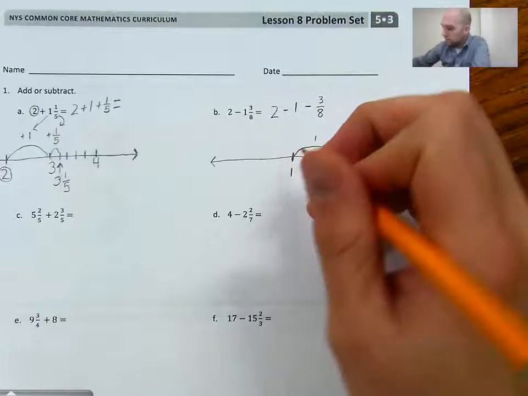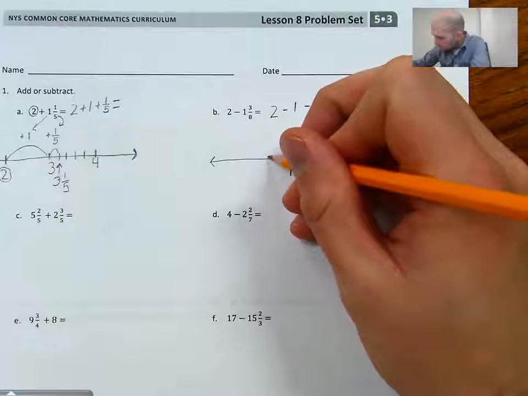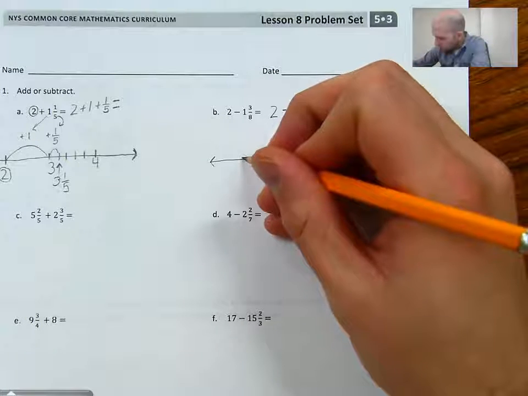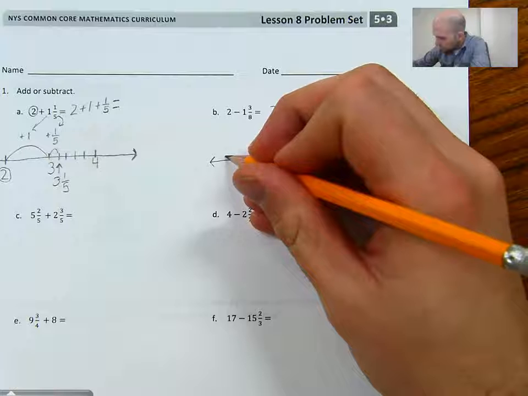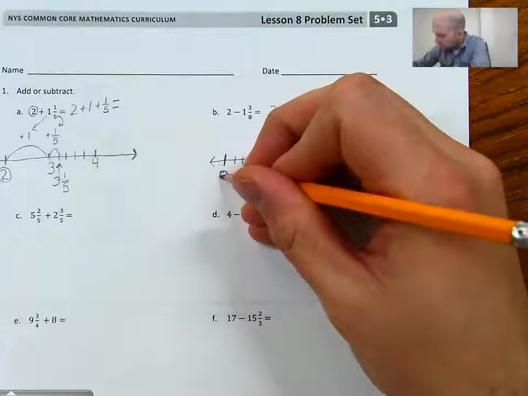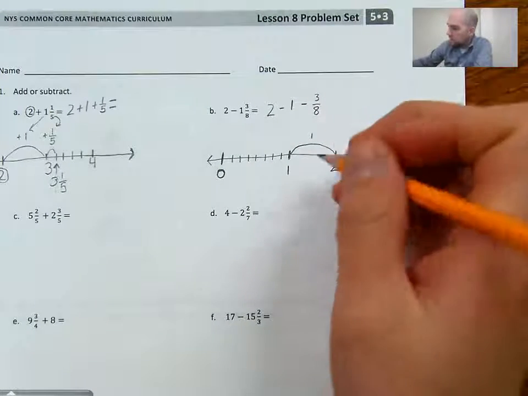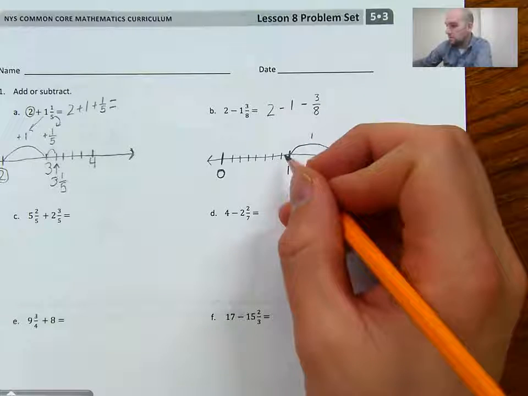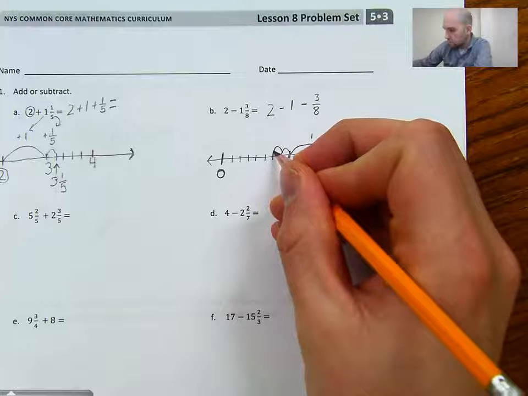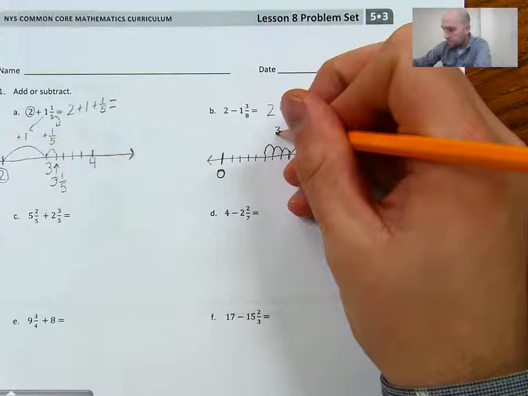Then I need to go 1, 2, 3, 4, 5, 6, 7, 8. And I know that 8th one down here is going to be 0, because I went down 8/8 from 1. Now I don't need to subtract 8/8. I need to subtract 3/8. So I'm going to go 1, 2, 3. This is 3/8.